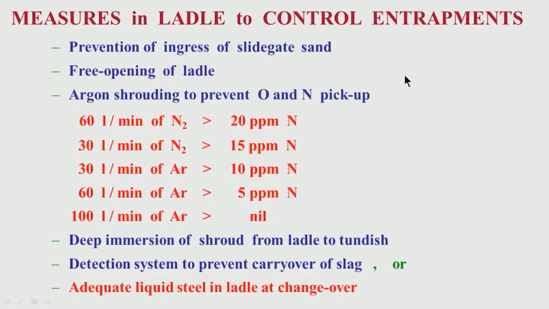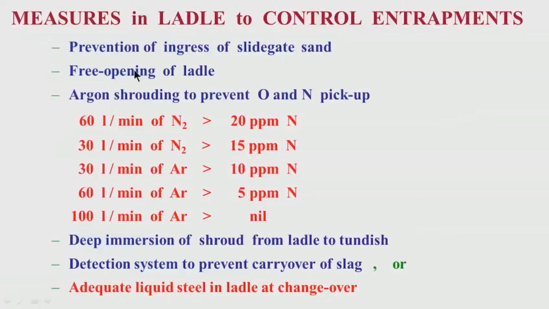Next is free opening of ladle. When you are controlling the slide gate, we are allowing the liquid steel to come out from ladle to tun dish. We call it free opening when, just as you pull out the slide gate, liquid steel should come out, because we do not want it to be poked with oxygen. If oxygen lancing is required, it will create reoxidation.